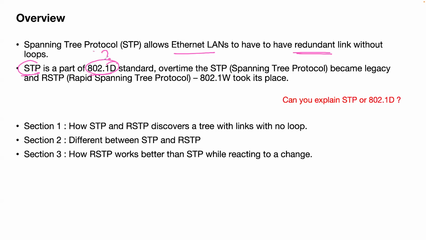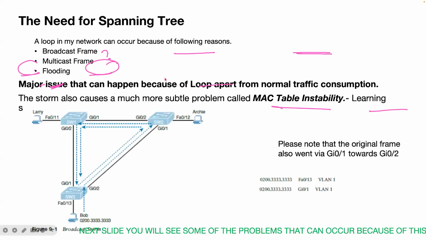An advanced version of STP is called Rapid Spanning Tree Protocol, whose model is 802.1W. Now, if I ask you what is 802.1D, you can explain Spanning Tree Protocol, STP. Both are the same, right? If I give this wire's model number and ask you what that is, you can talk about this wire. Same way, if I ask you to explain 802.1D, it's the same as STP.